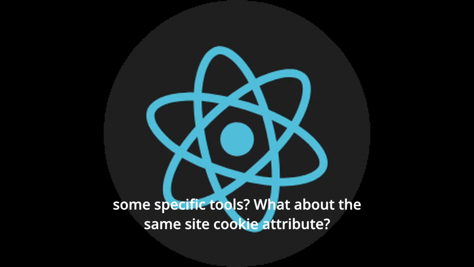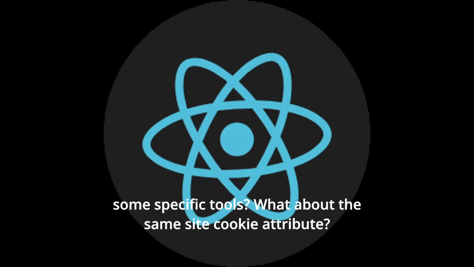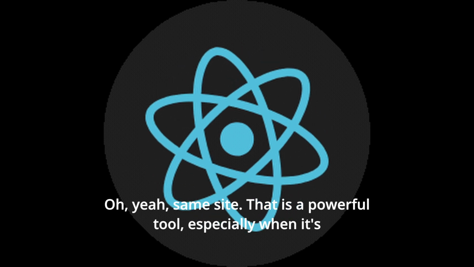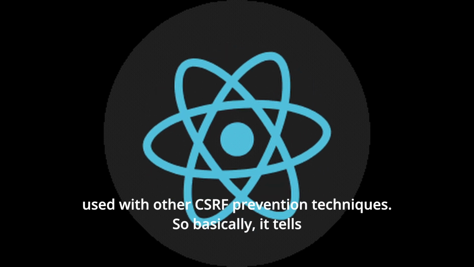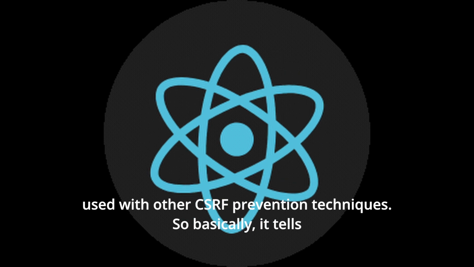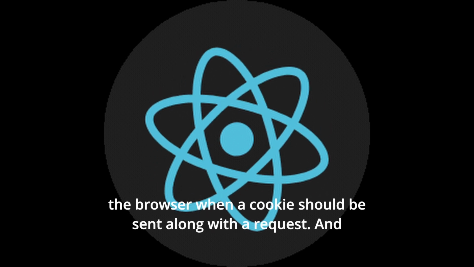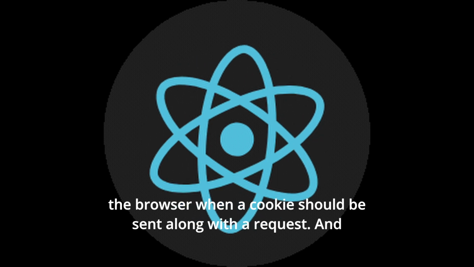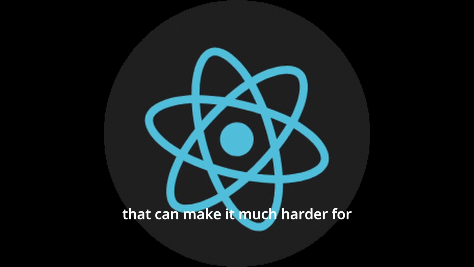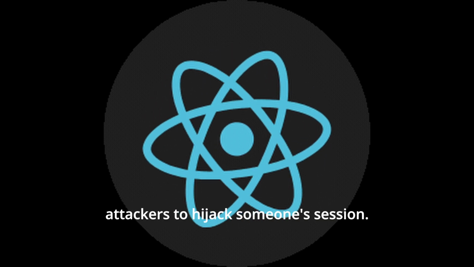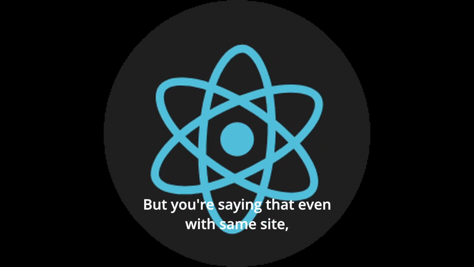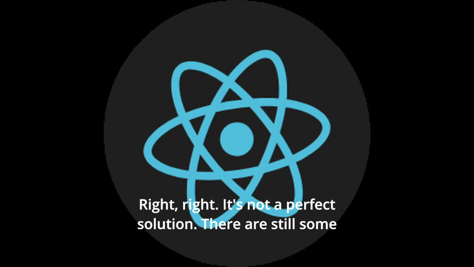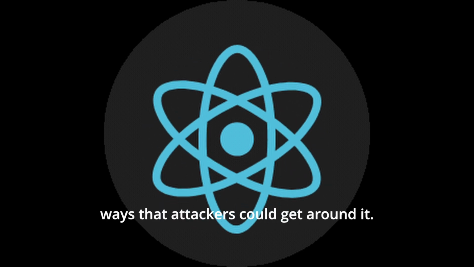But what about some specific tools? What about the SameSite cookie attribute? Oh yeah, SameSite. That is a powerful tool, especially when it's used with other CSRF prevention techniques. Basically, it tells the browser when a cookie should be sent along with a request. And that can make it much harder for attackers to hijack someone's session. But you're saying that even with SameSite, you can't completely ditch those CSRF tokens. Right. It's not a perfect solution. There are still some ways that attackers could get around it.